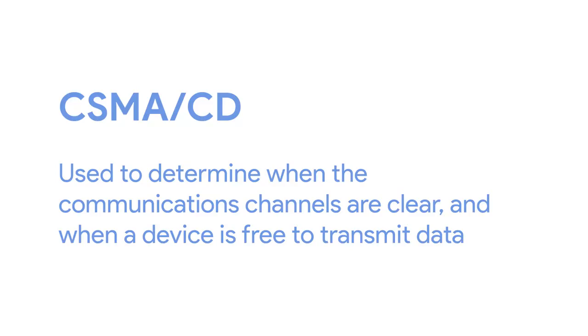Ethernet as a protocol solved this problem by using a technique known as carrier sense multiple access with collision detection. Doesn't exactly roll off the tongue. We generally abbreviate this to CSMA-CD. CSMA-CD is used to determine when the communications channels are clear and when a device is free to transmit data. The way CSMA-CD works is actually pretty simple. If there's no data currently being transmitted on the network segment, a node will feel free to send data.